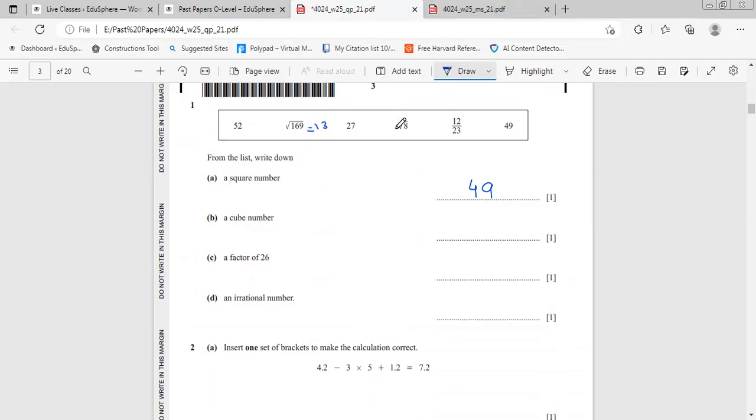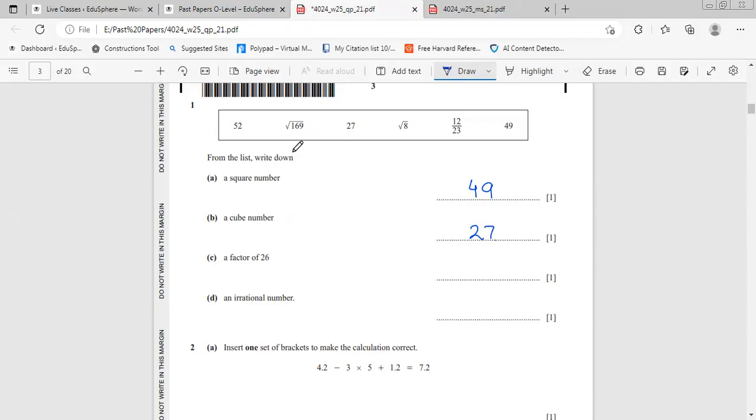The same is the case with square root 8. 8 is a cube number, but square root 8 is not a cube number. So we should not get confused by these numbers. The square number is only 49. Then a cube number is 27, which is the cube of 3.